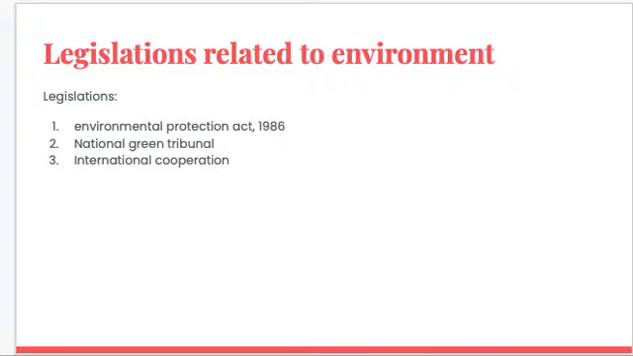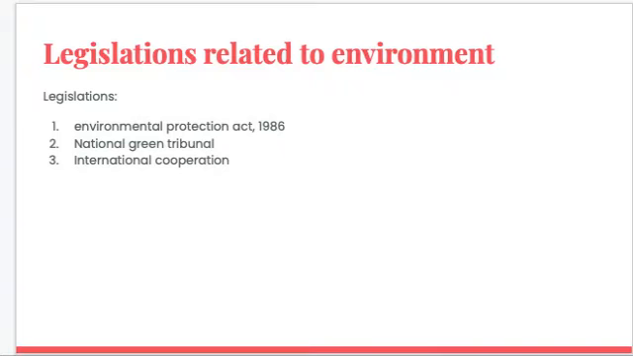For example, there's the Environment Protection Act of 1986. There is National Green Tribunal. There's the fact that India has international cooperation with international organizations that work towards curbing climate change or sustaining sustainable development. So we are going to talk about these in a little bit of detail.